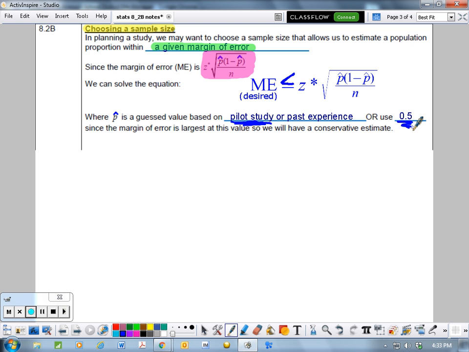Why do we use 0.5? Because that is going to give us the largest margin of error of all proportions. So it's kind of our safe value. That's going to be the biggest proportion that we could use to help maximize that margin of error. So either use something like a 0.4 and a 0.6 from a pilot study, or use a 0.5 because that's going to be your safe bet.